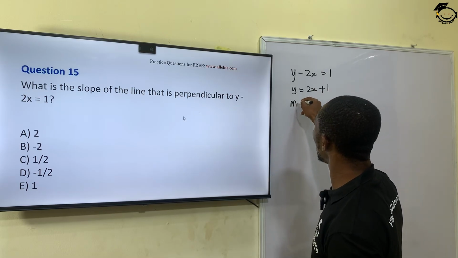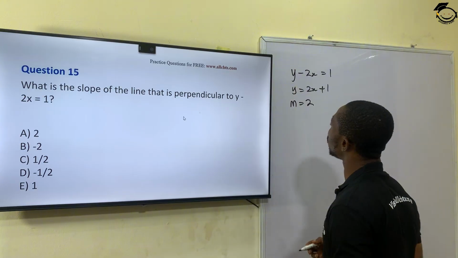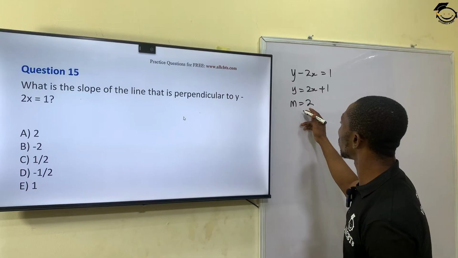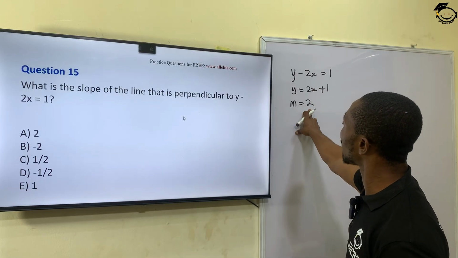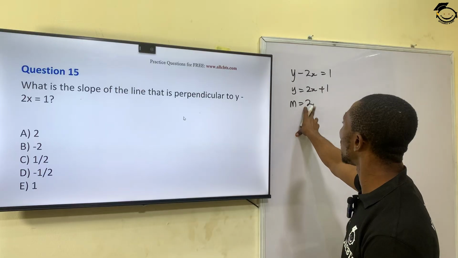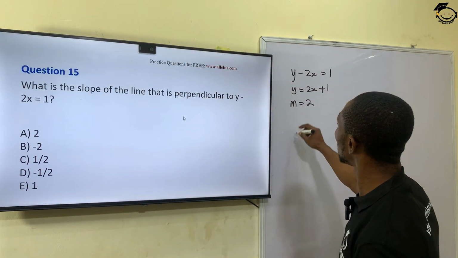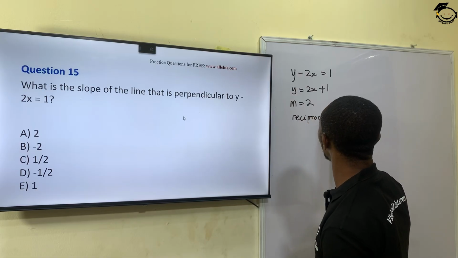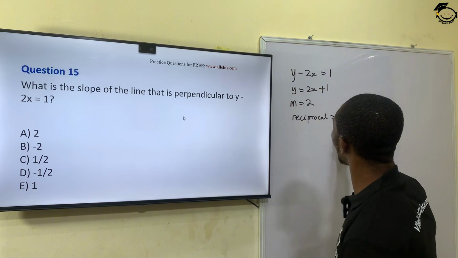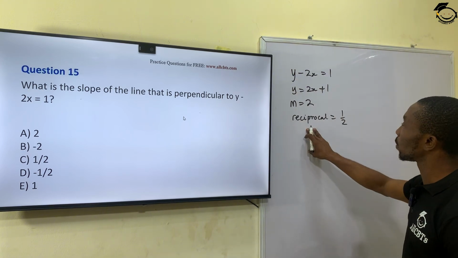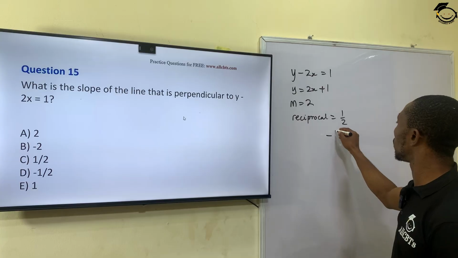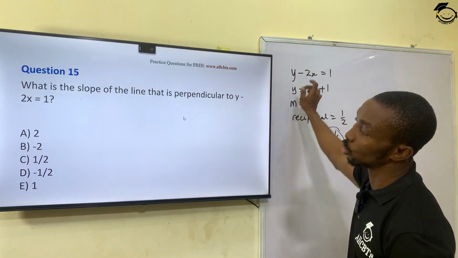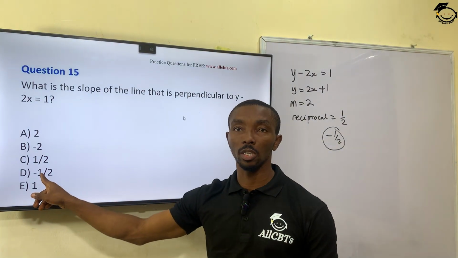Okay, so now our slope from this equation is 2. Now, for us to find the line that is perpendicular to this, we'll take the negative inverse, or the negative reciprocal, of our gradient. So the reciprocal of this will be half. So the negative of our reciprocal of our gradient will be minus half, which will be the line that is perpendicular to this equation, which is our option D.